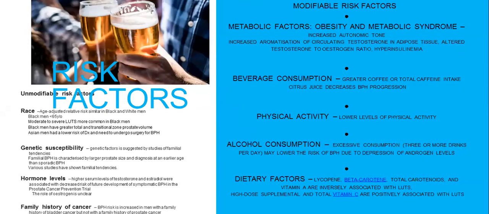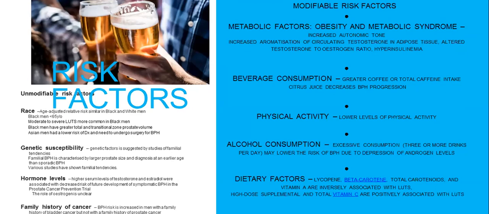Moving on to modifiable risk factors, we've got obesity and metabolic syndrome, and it seems to be related in part, at least, to an increased autonomic tone. From the metabolic syndrome, from the obesity, glucose intolerance, dyslipidemia, and hypertension, this is exacerbated. The increased aromatization of circulating testosterone in adipose tissue alters the testosterone to estrogen ratio, or hyperinsulinemia. Two meta-analyses found that men with metabolic syndrome had higher prostate growth rates and larger prostate volumes than those without.